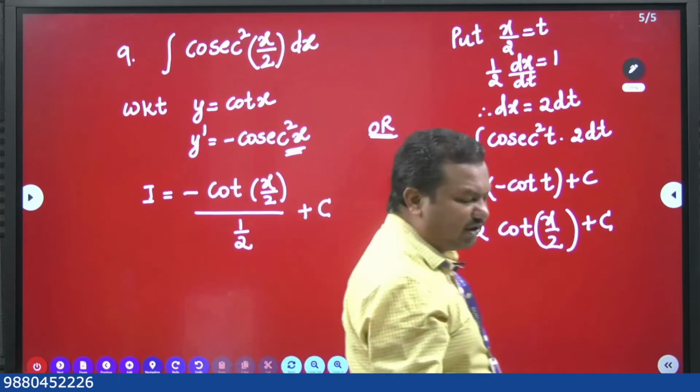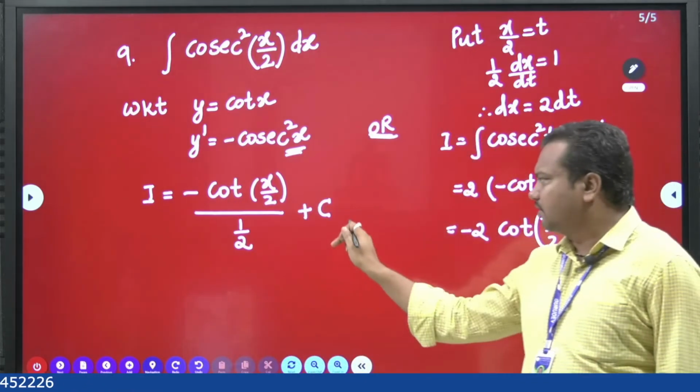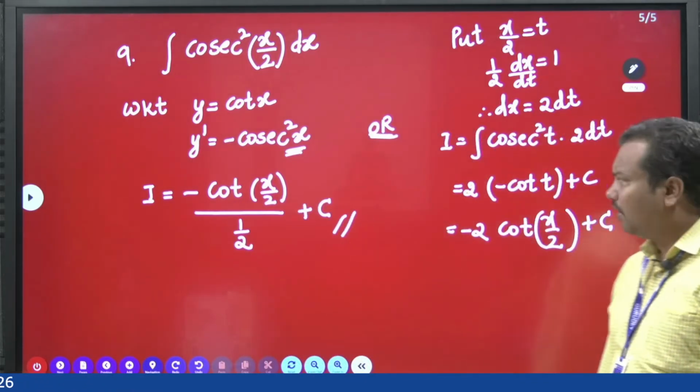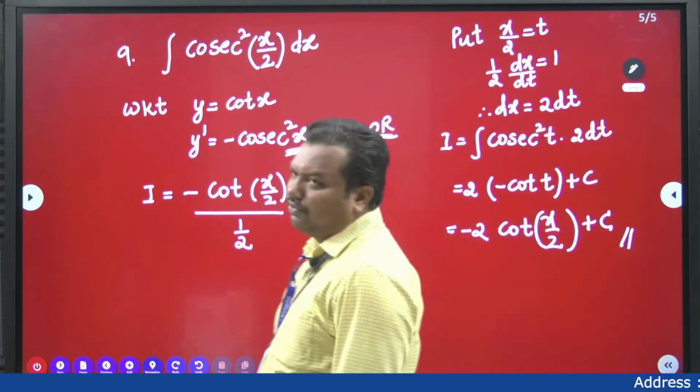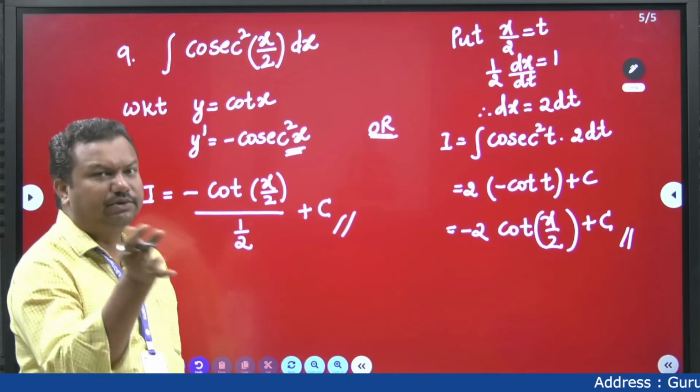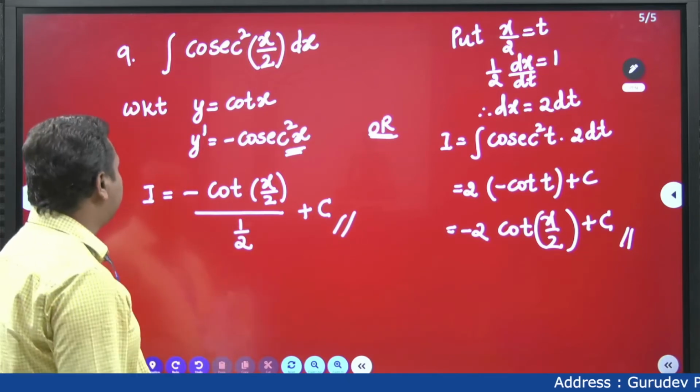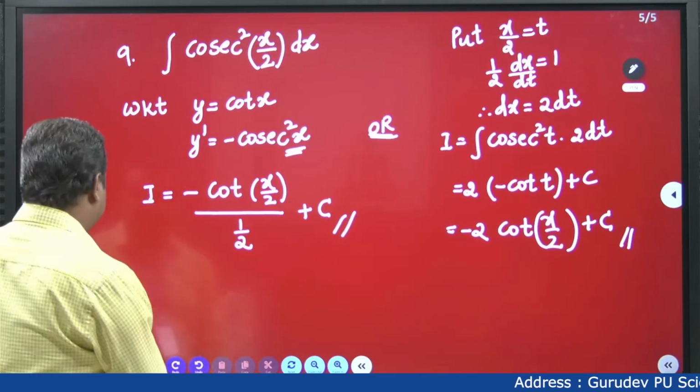If you are perfect in the basics of integration, you can solve it in a one-line solution, or if you want a detailed solution, just take care of the substitution method and how you change the variable from x to t, right? So both ways are accepted. Let's go for the next question.